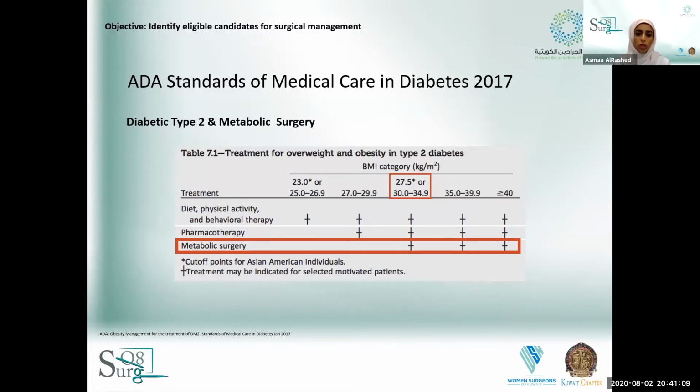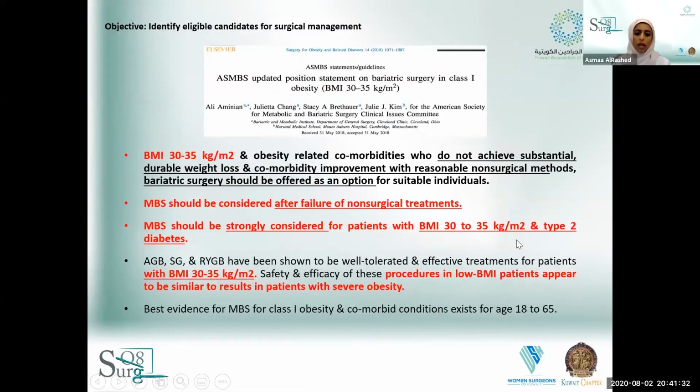There's a lot of controversy and more evolving evidence. We'll not be discussing this because it will be beyond the scope of this talk. So same thing. Here you can see that metabolic surgery, same guidelines, across the board, across all BMIs, have shown better results than just pharmacotherapy or diet for a patient.